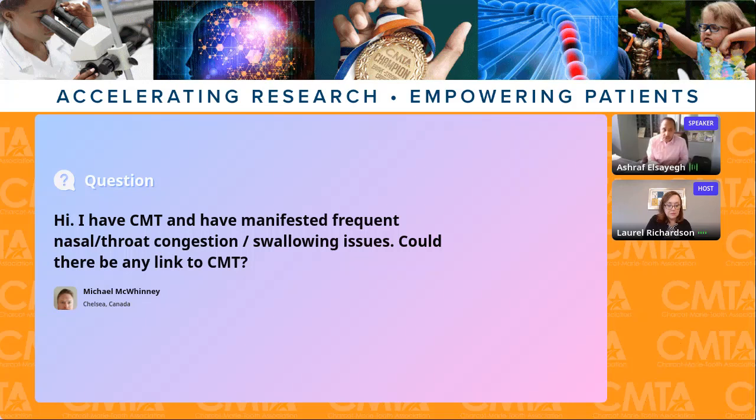And at the same time, nasal and throat congestion, increased congestion, could also be related to CMT and neuromuscular disease. So it's not a yes or no answer. It could be multiple things. Number one is non-neuromuscular issues, such as allergies, which can also affect your swallowing, believe it or not. It could be reflux, gastroesophageal reflux disease, which can affect your swallowing and cause congestion. Or yes, it can be secondary to CMT and neuromuscular disease. Thank you. I wanted to bring that question up because the swallowing issue comes up quite a bit.